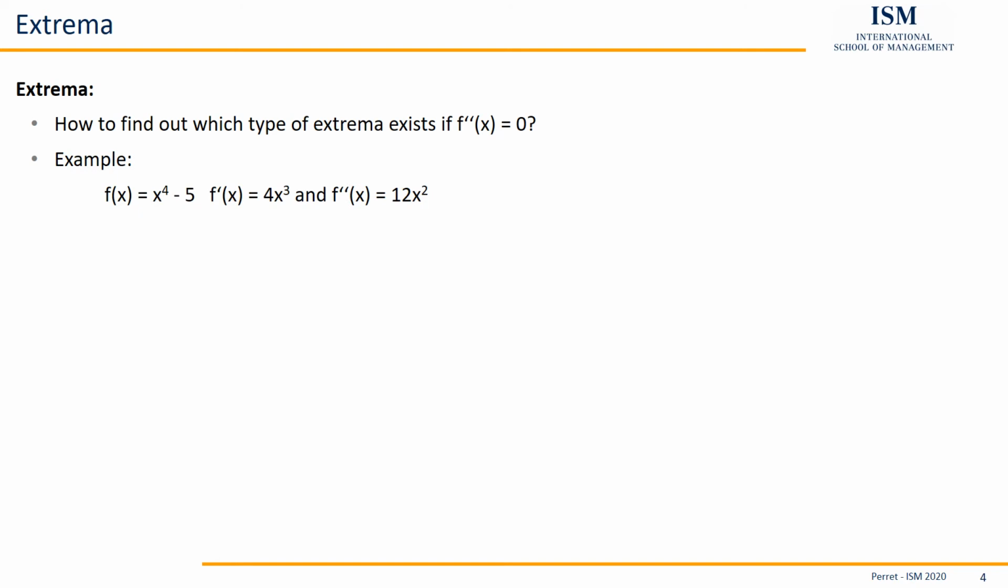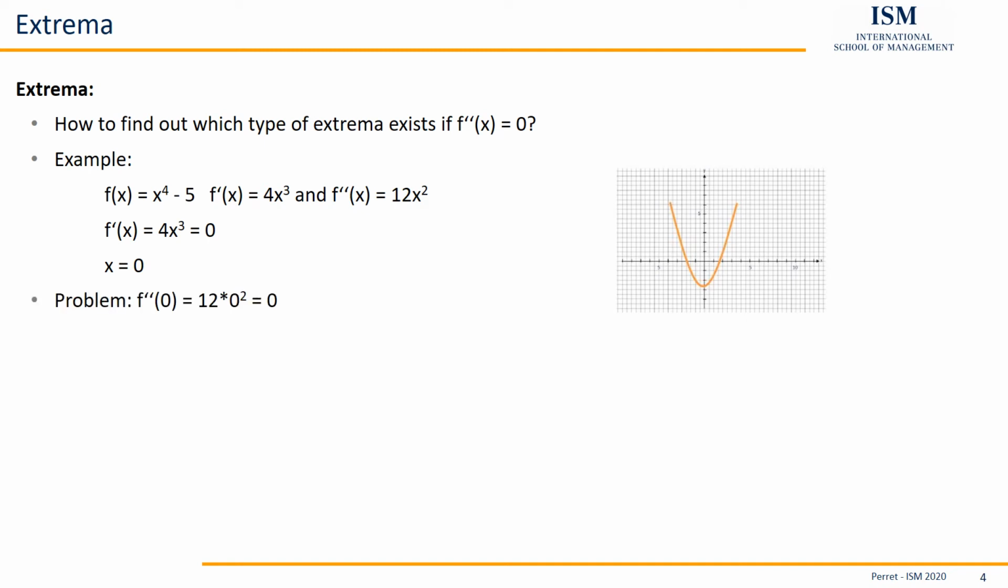Because if we take this function here, x to the power of 4 minus 5, then the first derivative is 4x to the power of 3, and the second derivative is 12x to the power of 2. Obviously, if we set this first derivative equal to 0, we get a possible extremum at 0. If we were to insert this into the second derivative, we would get 0. However, if we were to draw this function, we would get what we have here on the right. So obviously, this part here has a minimum at 0, even though the second derivative is 0.